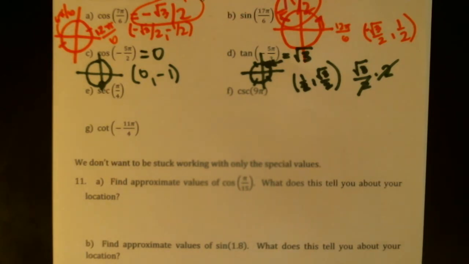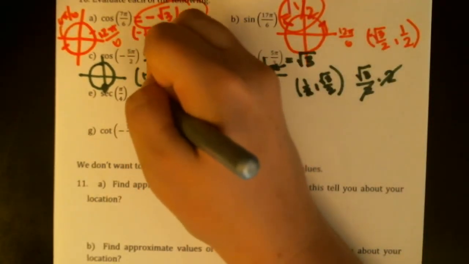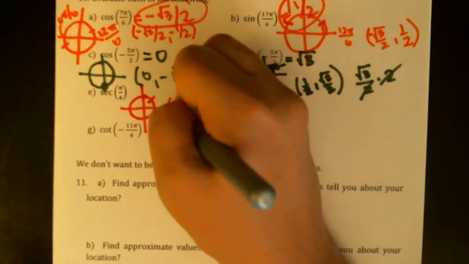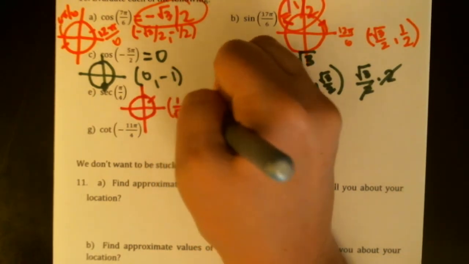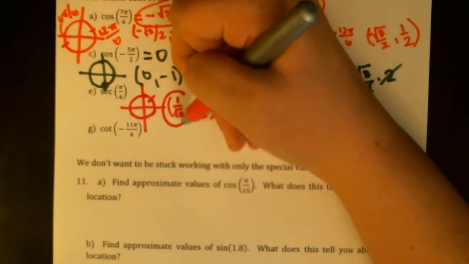Okay, let's see. Couple more on this. Secant of pi over 4. All right, so pi over 4 is right in the middle of the first quadrant. So we know coordinates of that point are 1 over root 2, 1 over root 2. We're looking for secant, which is the reciprocal of x.